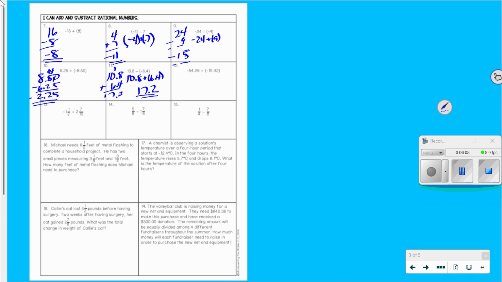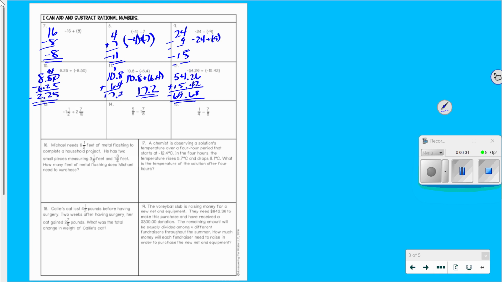This one, it is adding. I compare my signs, they're the same. That means they like each other, so they're going to just add. 54 and 26, sorry, plus 15 and 42 hundredths. 8, 6, decimal, 9, 6. They're both negative. They like each other, so my answer is negative.